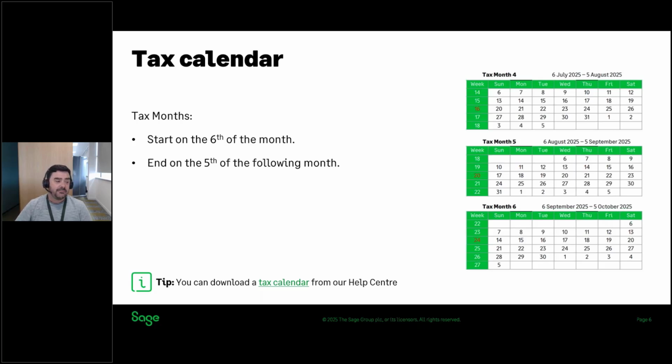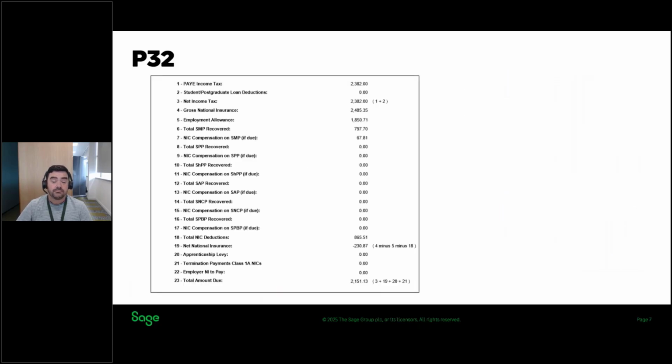So before we demonstrate the steps, I want to go into a bit more detail as to what you'll find on a P32 report. So here's an example of a P32, and there are now 23 items that you can see on this report. Starting from the top, the first 4 items show you the total PAYE income tax deducted from employees within the tax month, the total student or postgraduate loans that have been deducted, and then the net income tax being the total of those 2, and the gross national insurance being the total employee and employer NI contributions.